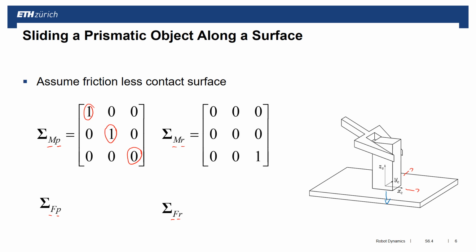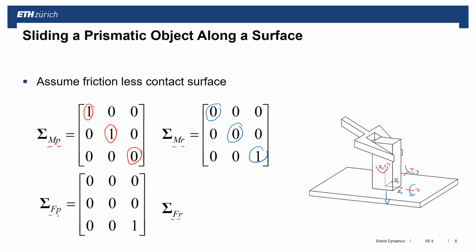On the other hand, if I look at the thing in the rotation direction, I immediately see that I can rotate around this axis. However, I cannot rotate around this axis, and I can also not rotate around this axis. So I have zeros here and a 1 here. If I look at the forces, as I said before, we can apply a force in C direction, and we can apply a moment around the X and around the Y axis as indicated here.